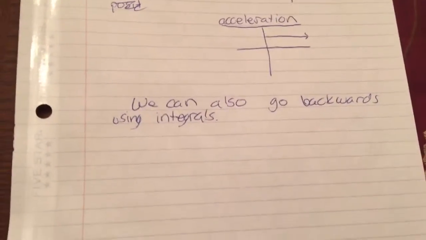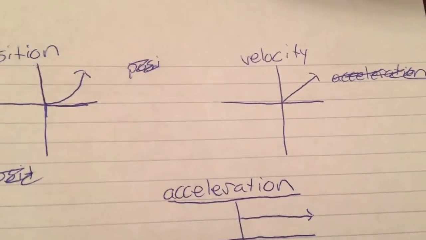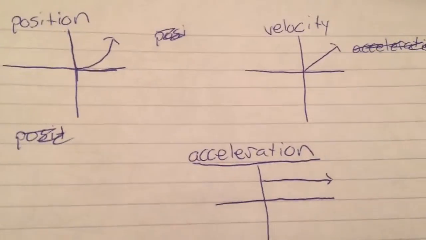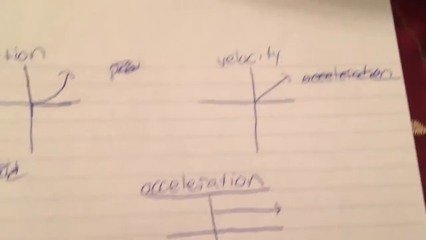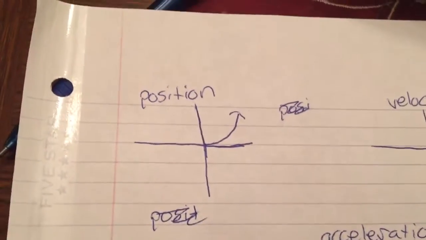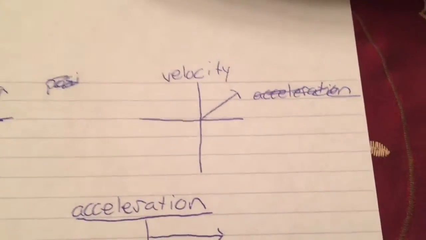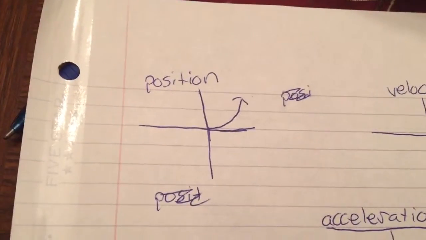And then also, we can go backwards using our integrals, which is the area under the curve. So you can look here, as the area under this line gets bigger, our graph of the velocity will get higher and higher, because as we move from left to right, the area under the acceleration curve is getting bigger. Therefore, the velocity line will increase more. And same goes for the position graph. As the velocity area from left to right increases, this line will increase.